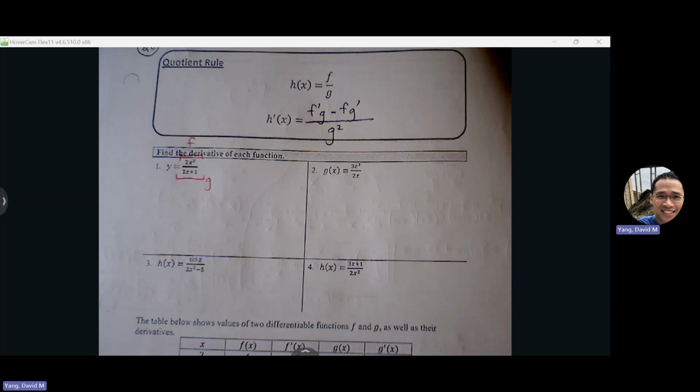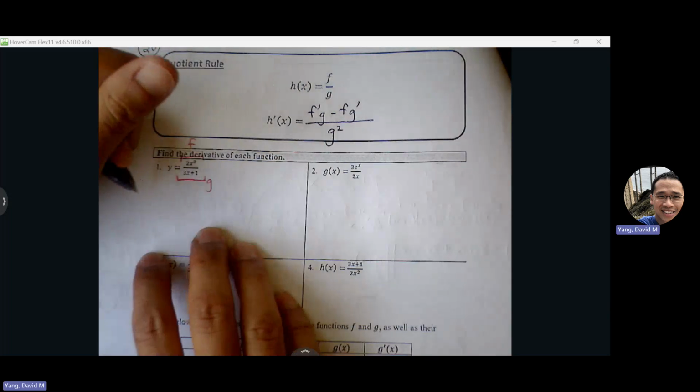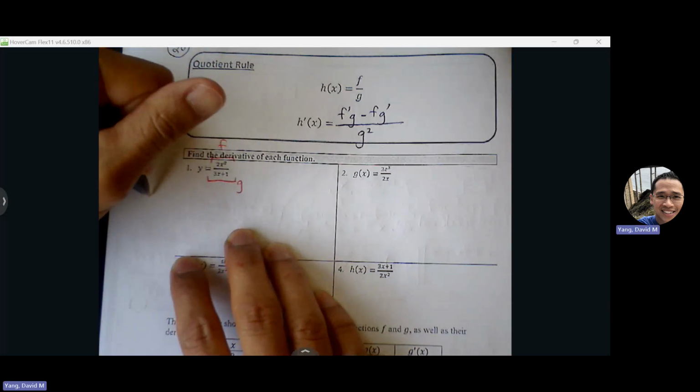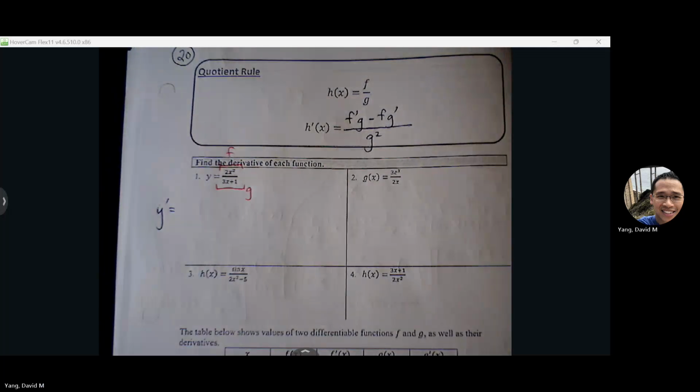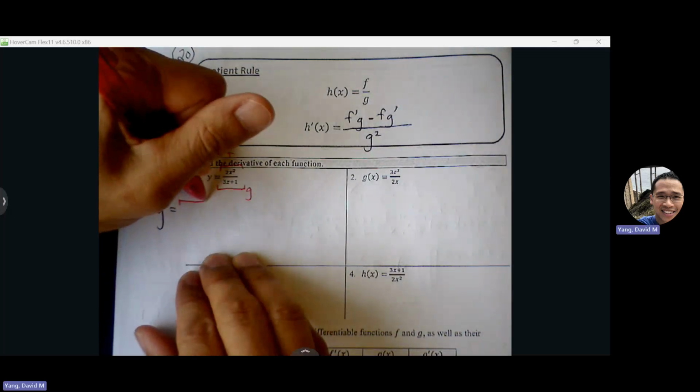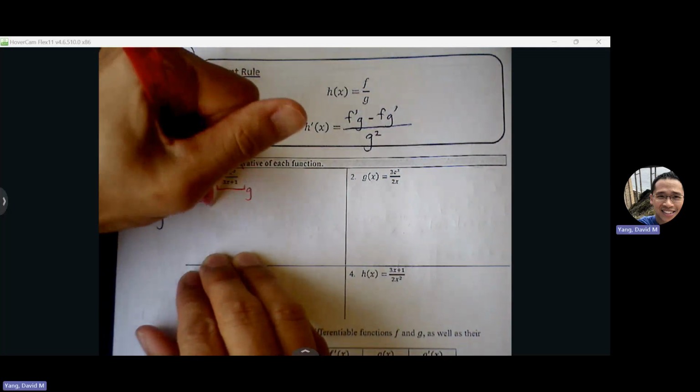Usually I'll talk about cleanup when we get to it. So y prime is equal to, let me label everything that I want to find.